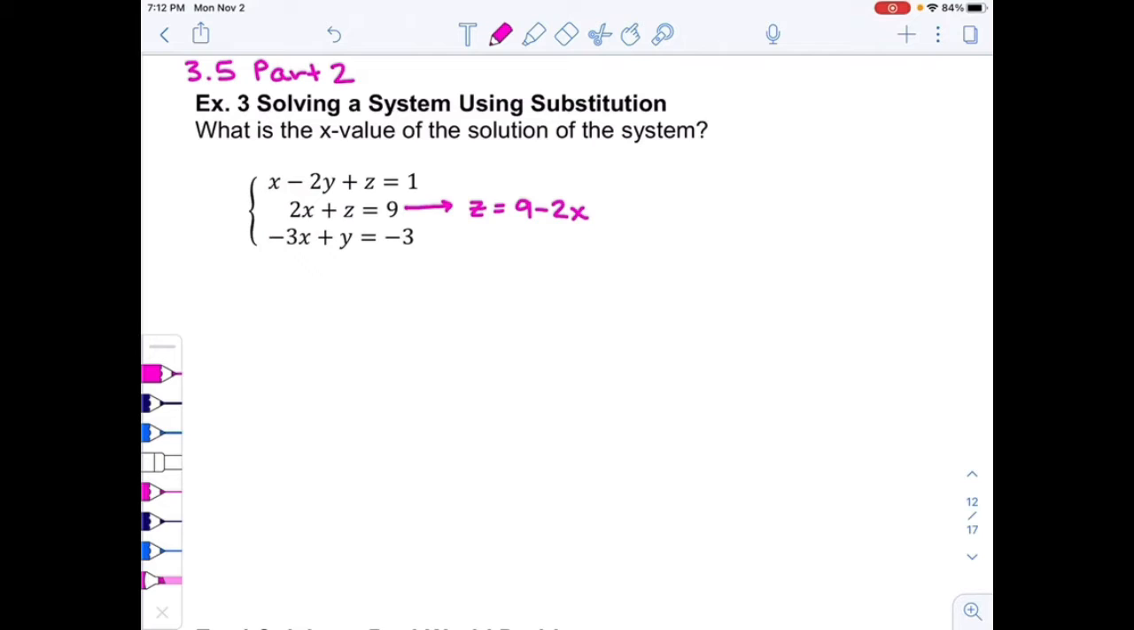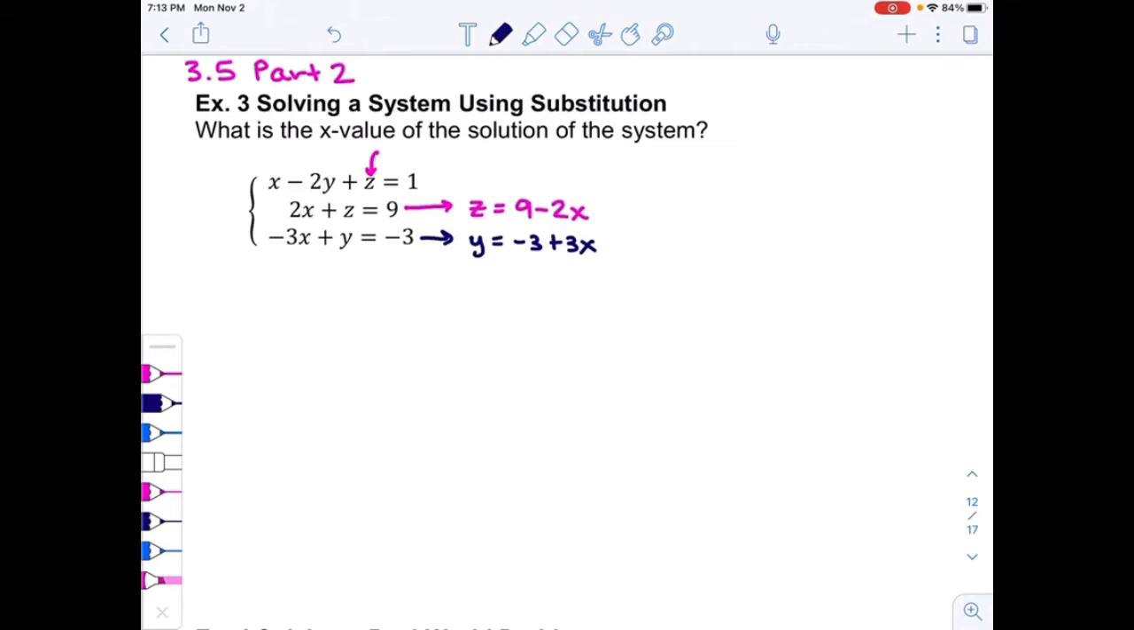Now, I could replace the z variable in that first equation with that 9 minus 2x, and then all I have is x and y, and my third equation is only x and y. But if I look at my third equation, a negative 3x plus y is equal to negative 3, I can do multiple substitutions at one time. I can solve to get y by itself very easily in that equation by moving that negative 3x over. Well, if I move a negative 3x over, that means I would add 3x. That means I would have that negative 3 plus 3x.